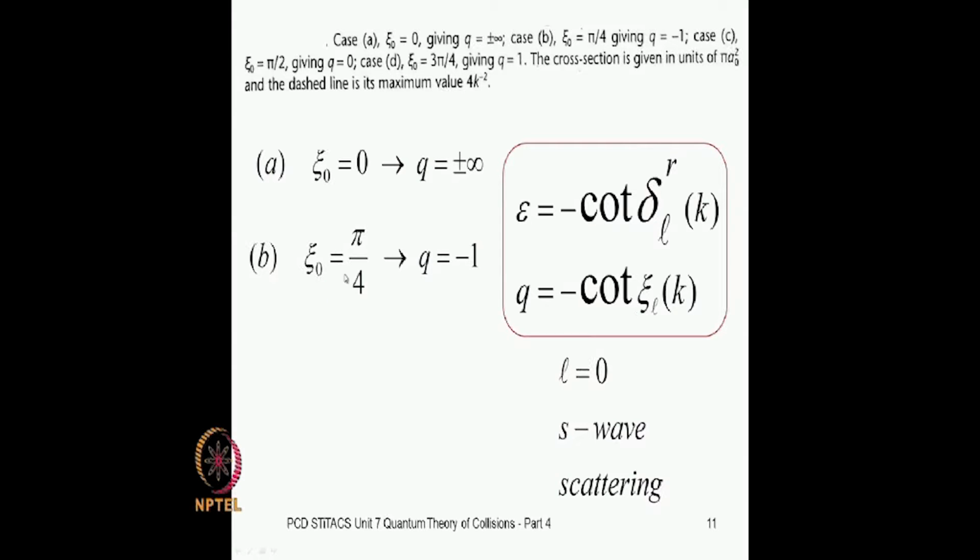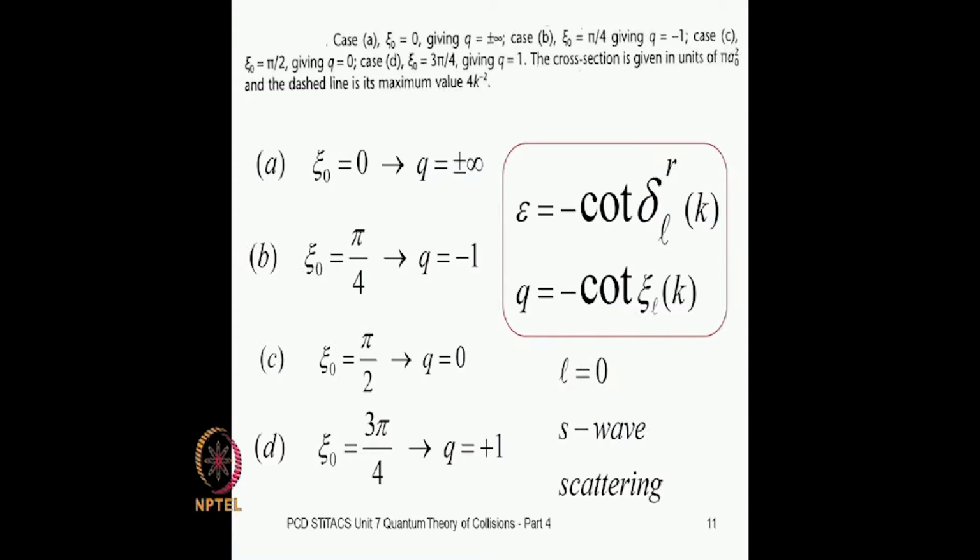When the background phase shift is pi by 4, which is what we saw in the second panel, right? What is the negative cotangent of pi by 4? It is minus 1. Okay? What about when the background phase shift is pi by 2? The cotangent would go to 0 and q is equal to 0. And in the fourth panel, the background phase shift was 3 pi by 4 and the Fano q parameter would be plus 1. So these are simply coming from the values of the background phase shift.